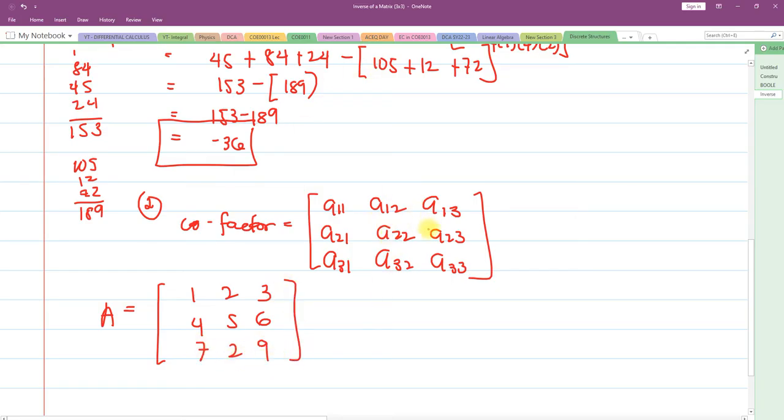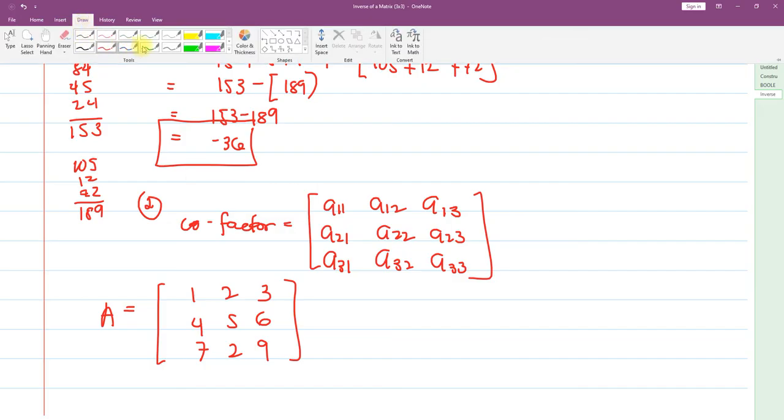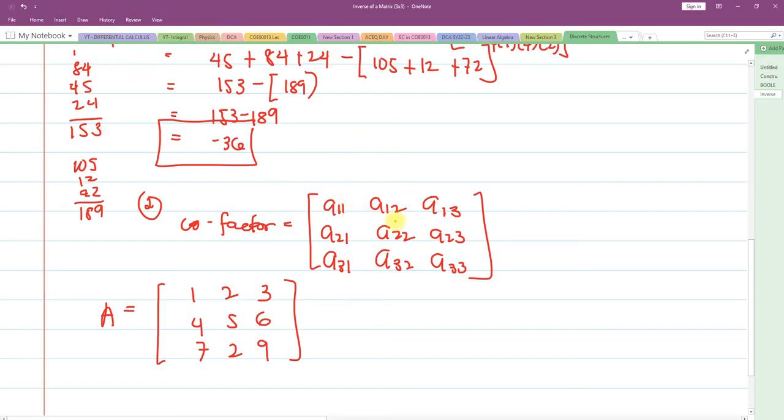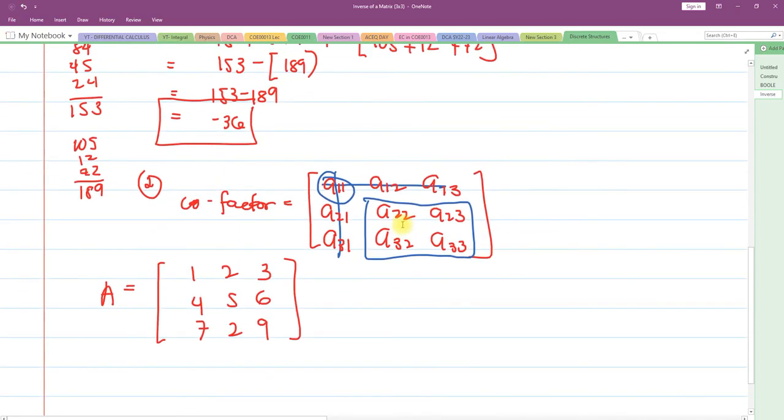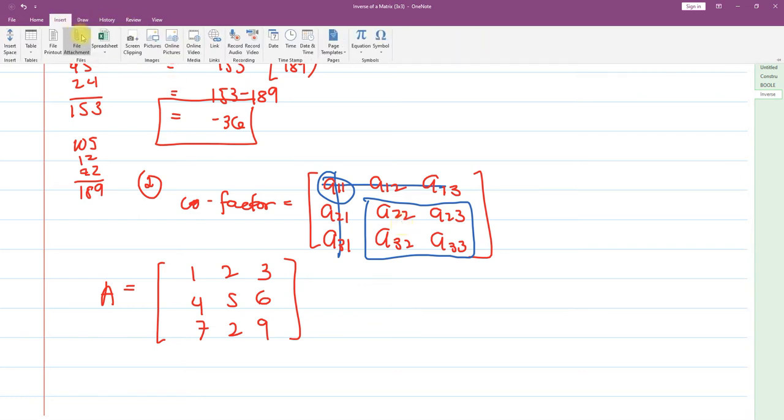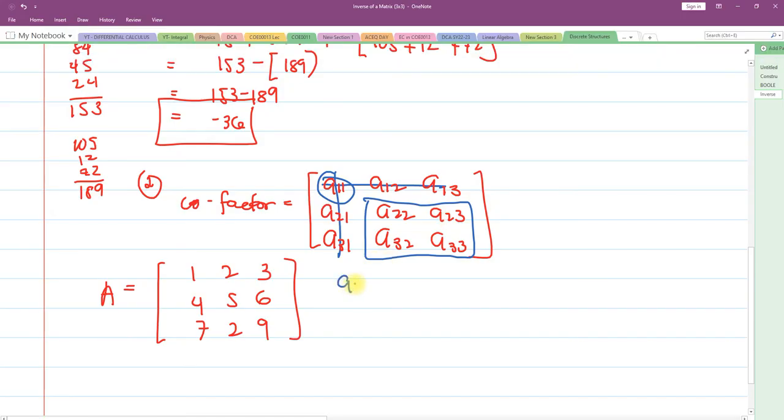Okay? In order to get the value of the A11, what we are going to do is cross out the row 1 and the column 1, since this is A11, and then get the determinant of the remaining 2 by 2 matrix here. That is what we are going to do for the rest of the values. So if I'm going to get A11, I'll be having A22 minus A33. This is the point of interest.